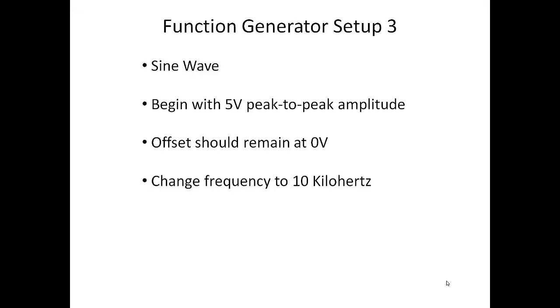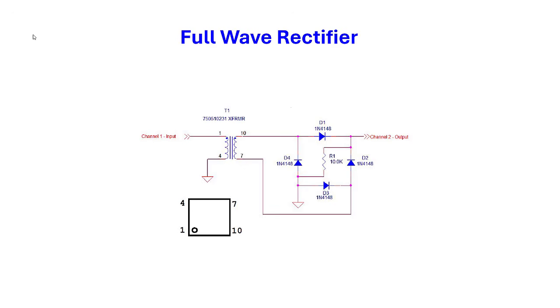For the full wave rectifier circuit, you will need the function generator set up for a 10 kHz sine wave. The amplitude of 5 volts peak to peak with 0 offset is fine. Build the full wave rectifier circuit using the transformer that you were given by the lab monitors. Be sure to use the 1N4148 diodes to construct the full wave rectifier bridge.